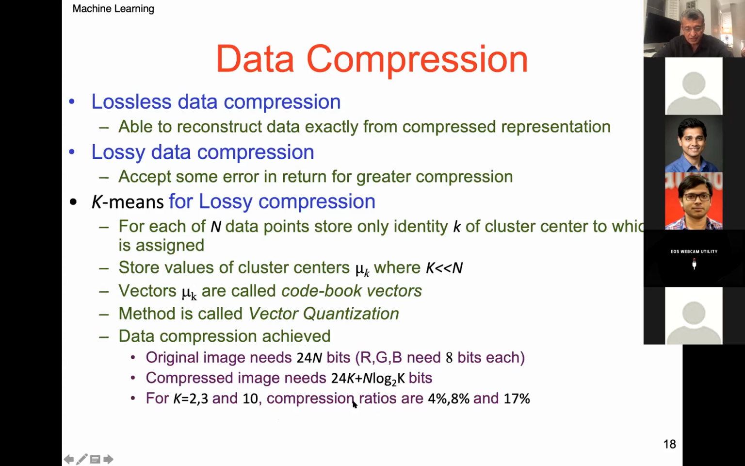Compression ratios for K equal to 2, 3, 10 are 4%, 8%, 17%. It's not that great a compression. 17% was the best that was obtained here.